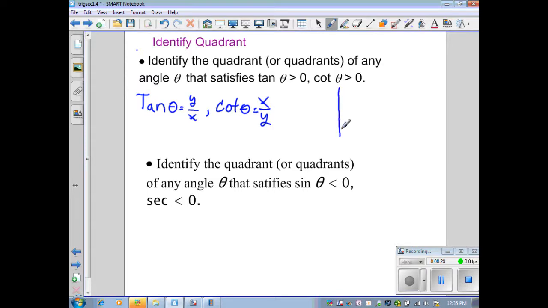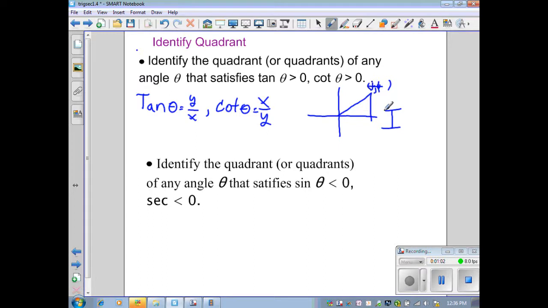So let's take a look at a coordinate plane, and let's draw up an angle in quadrant 1. Here, I'll have a point on a terminal side, and in this situation, my x will be positive, and my y will be positive. So when I substitute my values in for x and y, positive divided by positive, I'm going to get cotangent and tangent theta both greater than 0. So in this situation, quadrant 1 will be a solution for my problem.